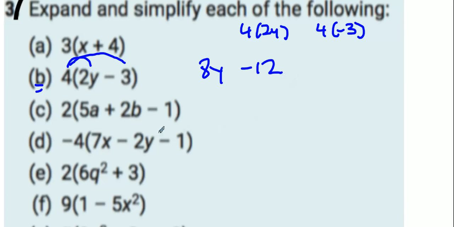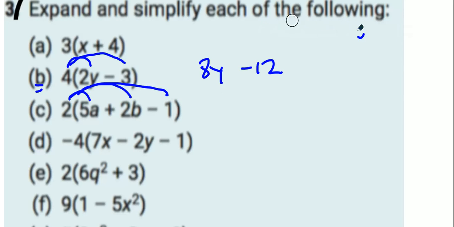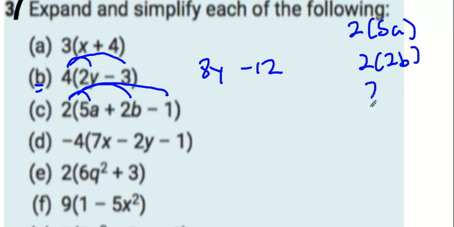Okay. Next one is this one, C. So there's going to be 3 lines this time. Before I start you off, the first line means 2 multiplied by 5a. The second line means 2 multiplied by 2b. And the third line means 2 multiplied by minus 1. Off you go. 10a, yeah. Plus 4b. Yeah. Are they okay at the moment?